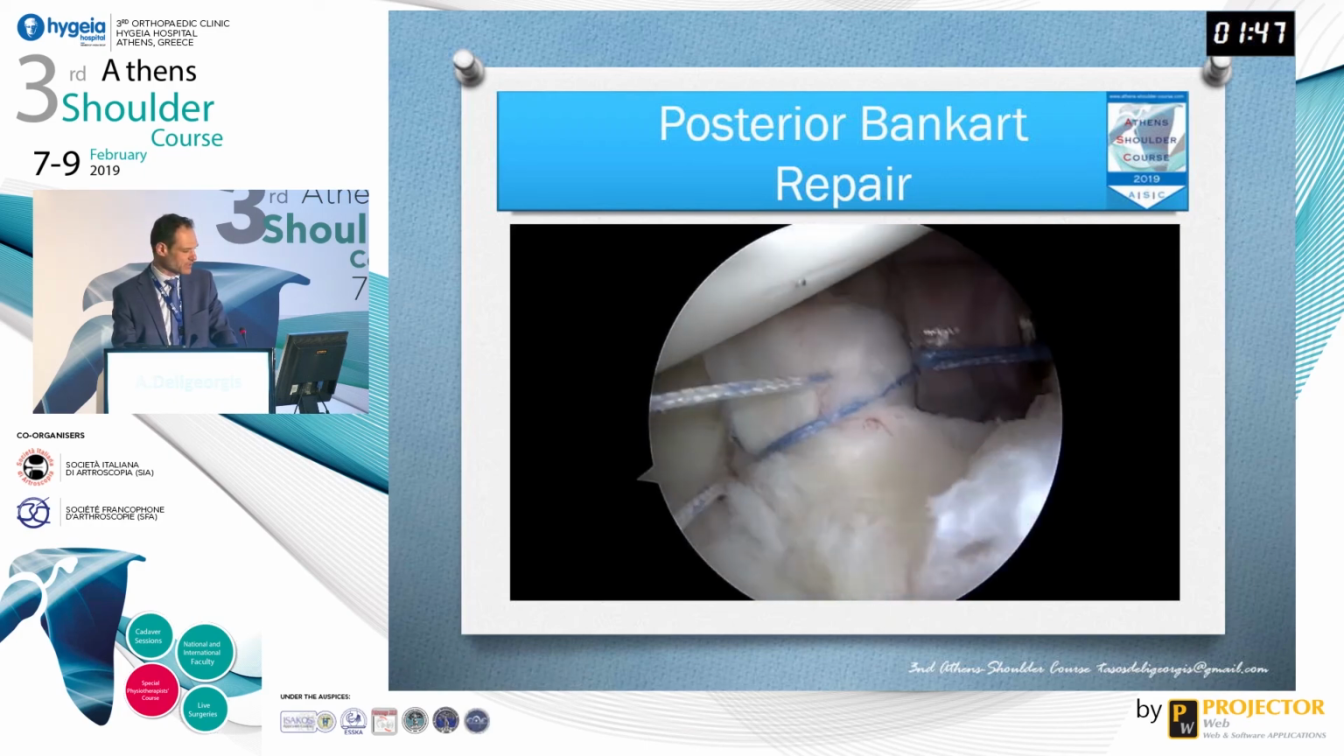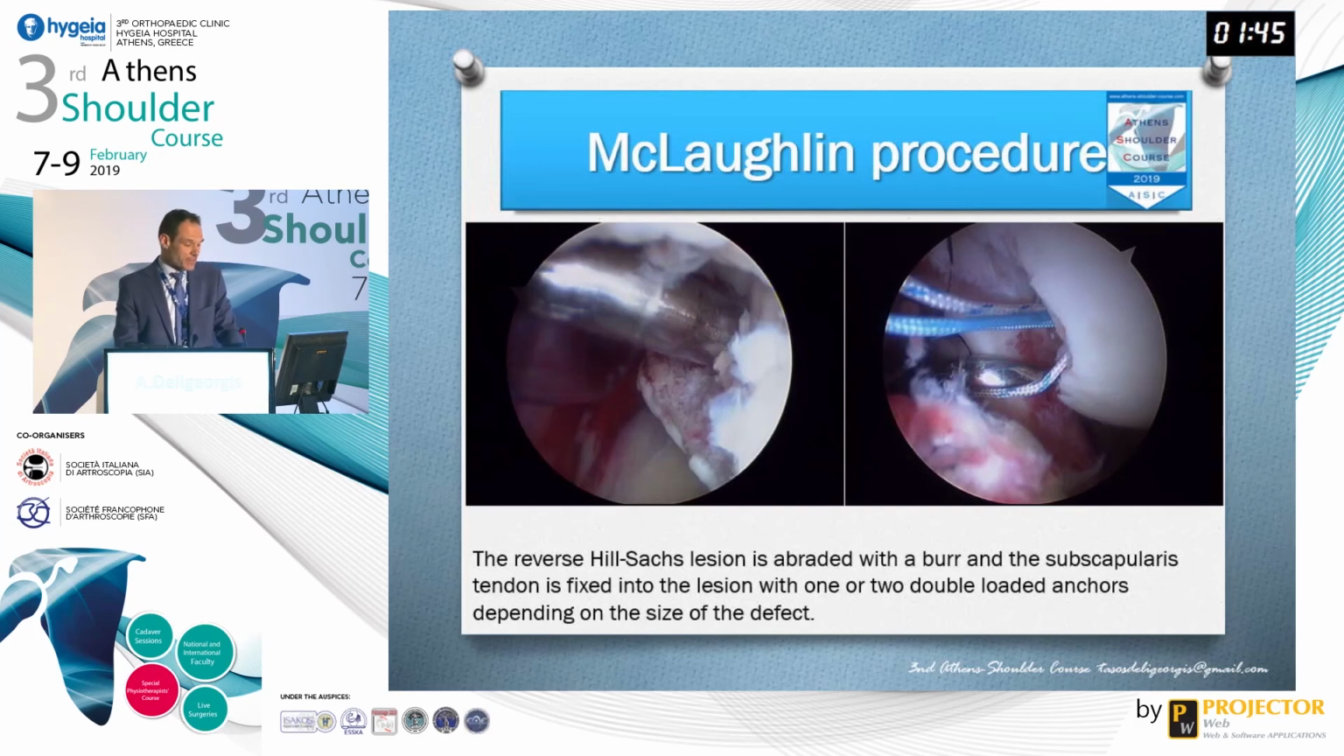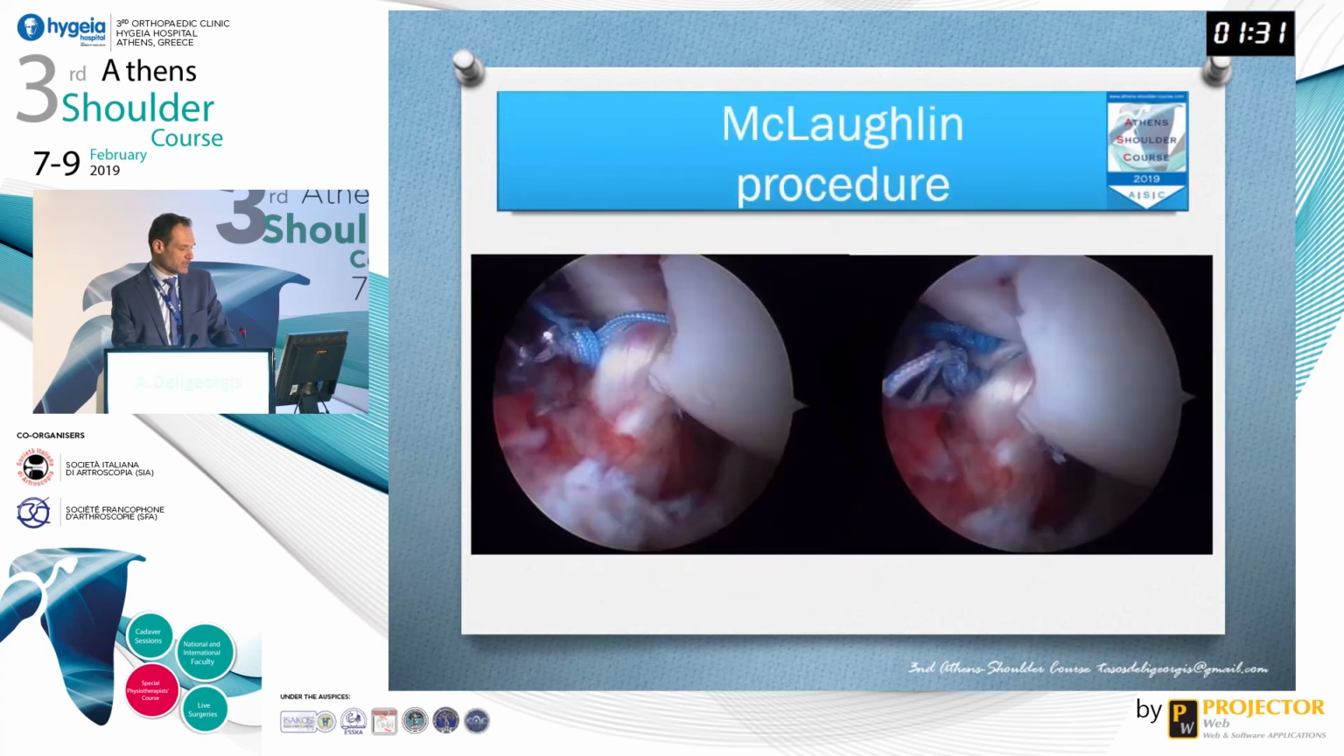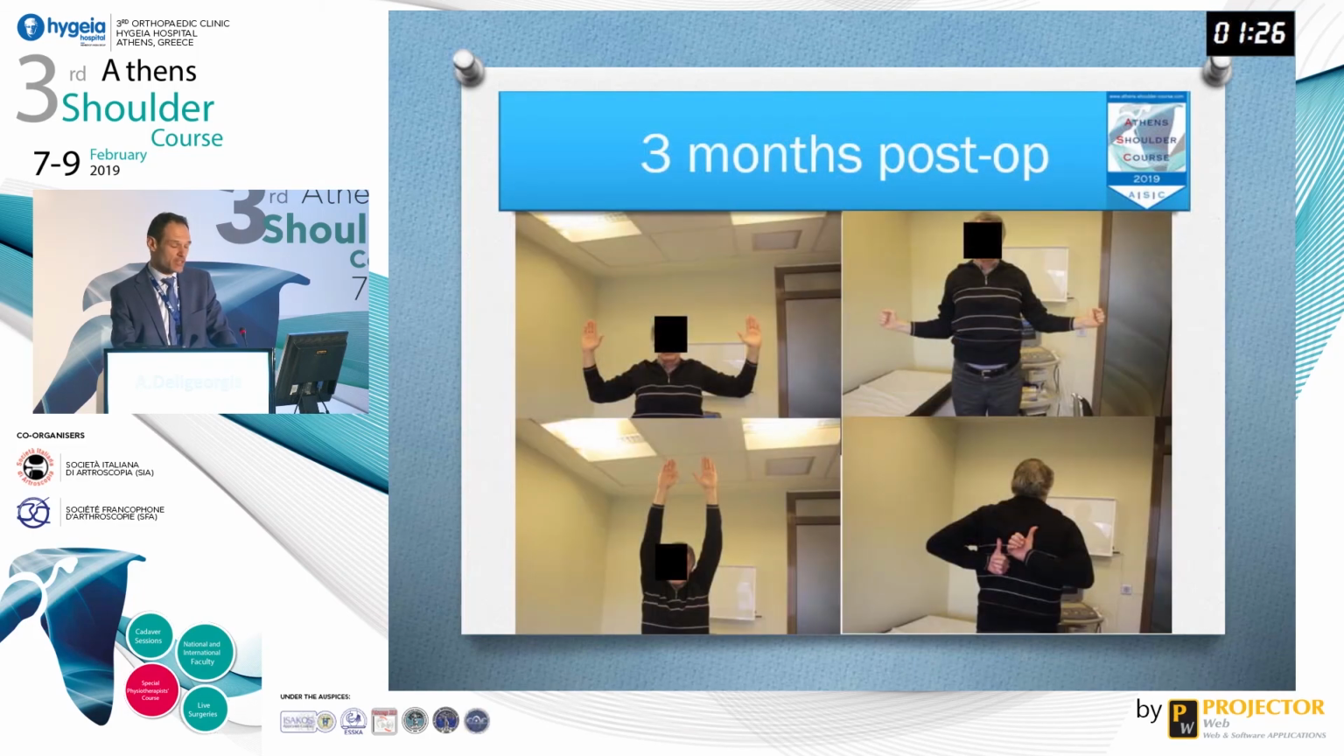You've seen this before, I think. For reverse Hill-Sachs lesions, if it's a big lesion, we can do a McLaughlin procedure. So we usually abrade the reverse Hill-Sachs lesion, put 1 or 2 double-loaded anchors, and do a tenodesis of the subscapularis. This is a patient with a locked posterior dislocation, like the ones we saw before.